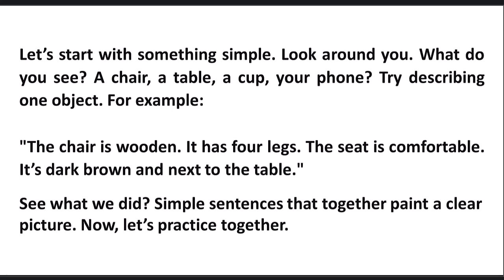Look around you. What do you see? A chair, a table, a cup, your phone? Try describing one object. For example, the chair is wooden. It has 4 legs. The seat is comfortable. It's dark brown and next to the table. See what we did? Simple sentences that together paint a clear picture.